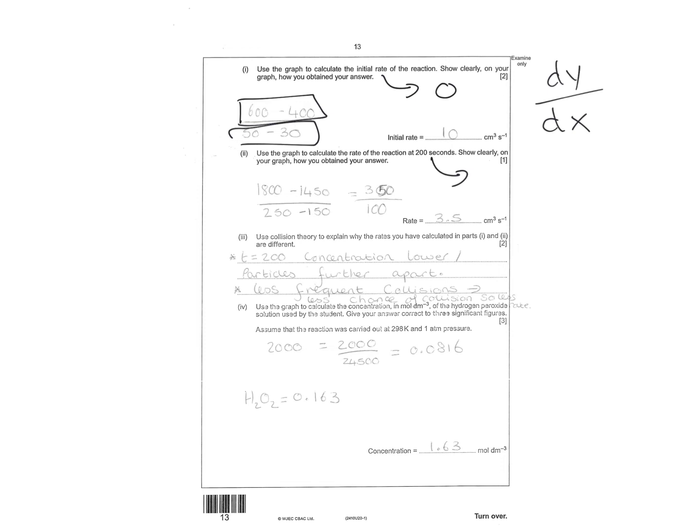Okay, use collision theory to explain why the rates calculated are different. At time 20, concentration is lower. It's been going on a while, so particles further apart, less frequent collisions, less chance of collisions. Okay, then this is from Mr. Mulroy's side. Working out the concentration when you've been given this value, where you use the pressure and the significant volume to make sure that you get the answer. That is on Mr. Mulroy's side.